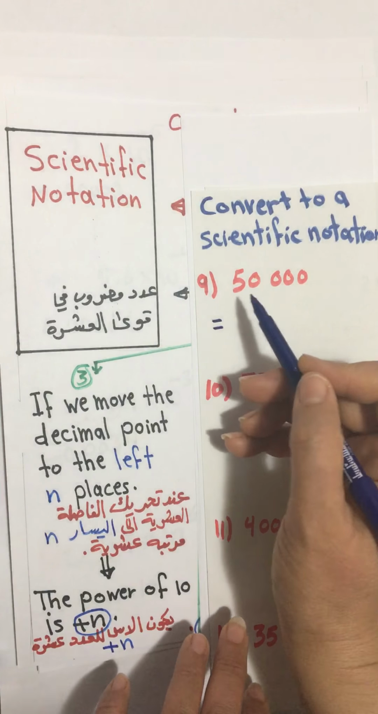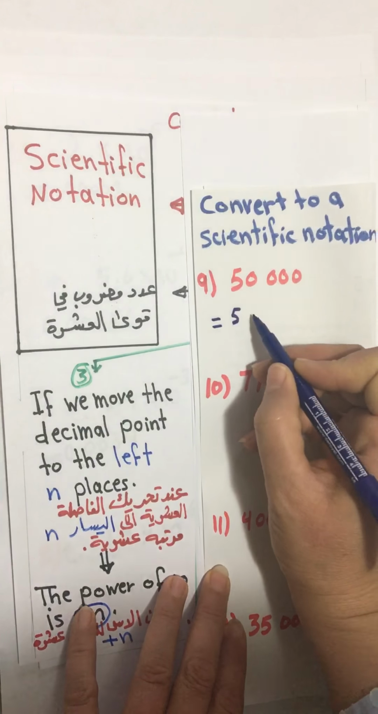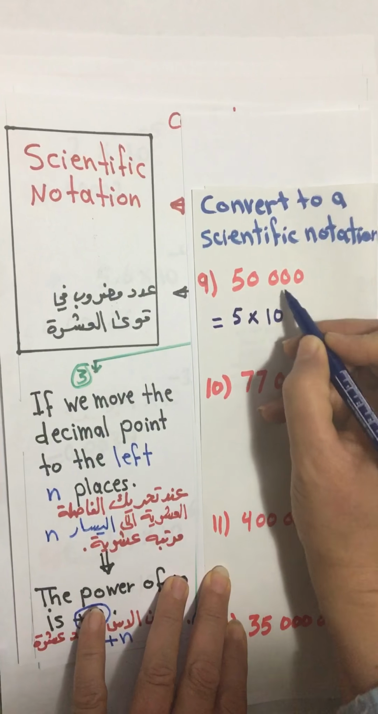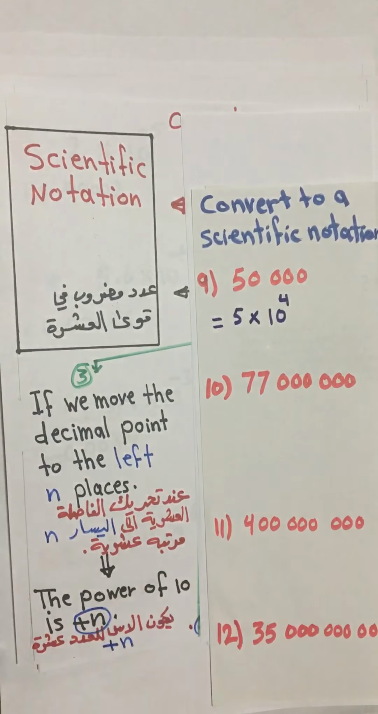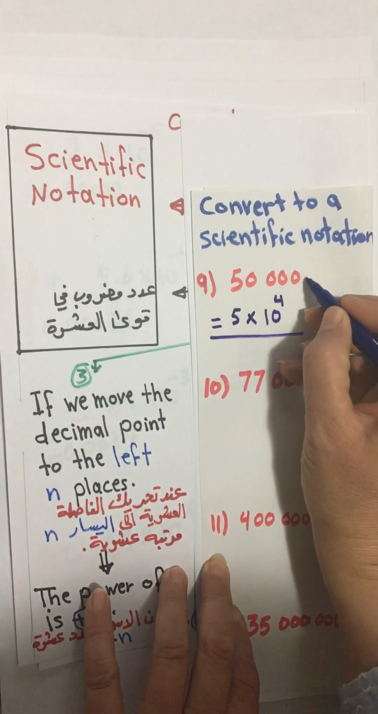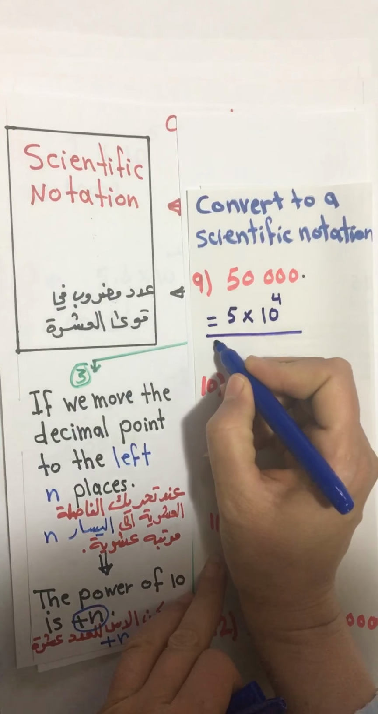So I think 5 is between 1 and 10, times 1, 2, 3, 4 zeros, 10 to the power 4. This is the first way. The second way, you can go to the decimal point. I can write down the number right here.